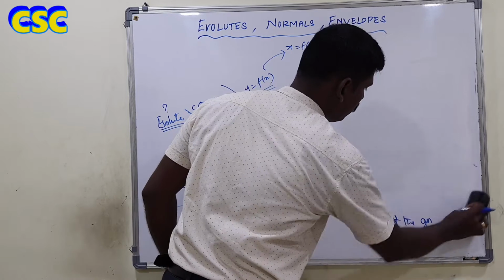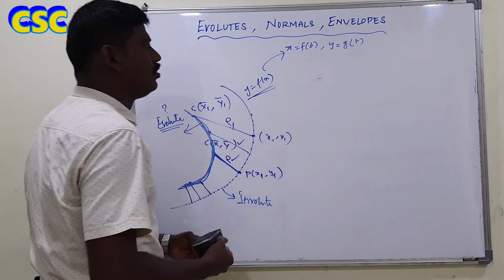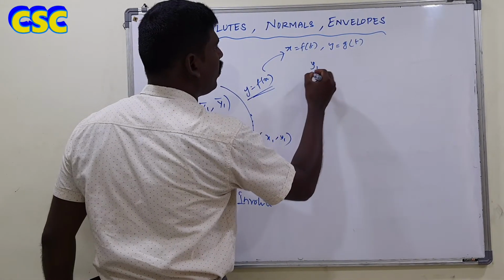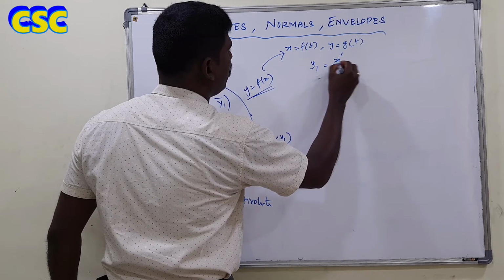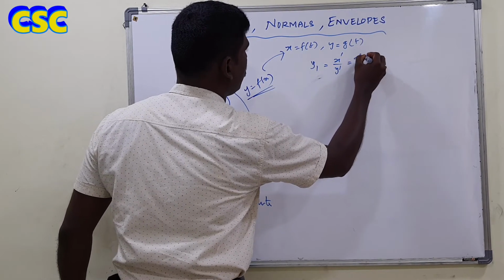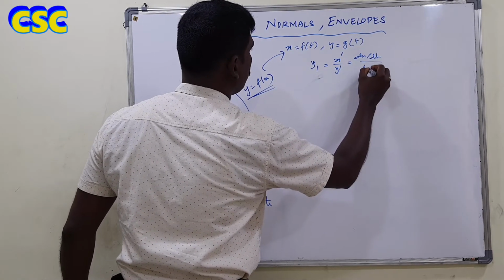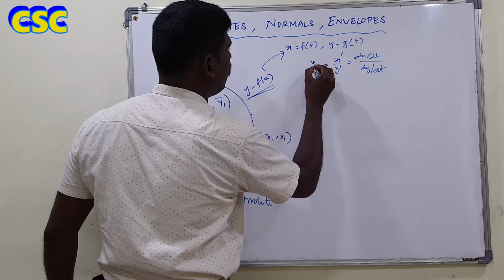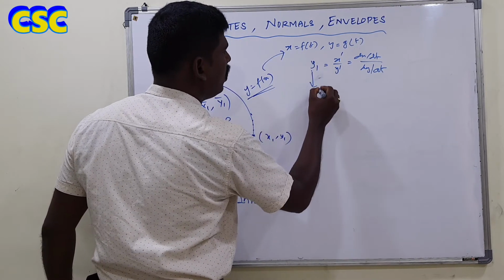y1 and y2. 4 steps are involved in finding evolutes of the given curve, isn't it? From that we find out y1 by x dash by y dash, that is dx by dt by dy by dt, isn't it? Same like that, differentiate y1 with respect to x, you can get y2.